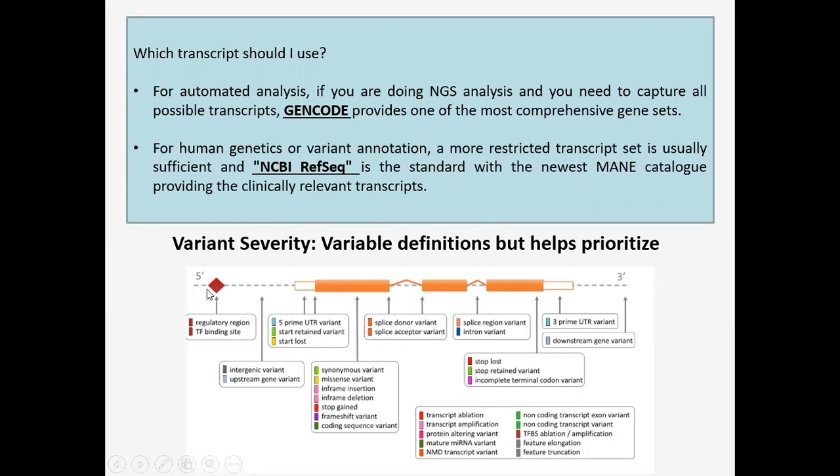First will be the regulatory region and the transcription binding sites, then the 5' UTR or the start site. If a start loss is there, you can look at this, because if the start position itself is lost, then the protein will not be coded. So by looking at these different positions of your variants, you can evaluate the variant severity, and decide which variant you can prioritize and which you cannot.